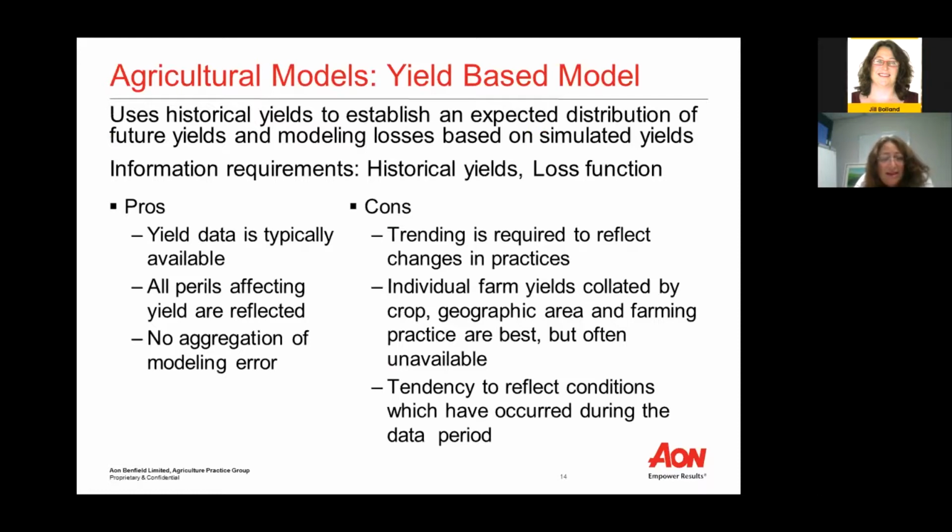Another good thing is that especially if you have multi-peril crop insurance, which a lot of countries do, the yield reflects all the perils that affected it during the year. You can't necessarily tease out whether a loss was hail or drought or flood. There are ways of doing that, but it is a multi-peril yield. And there's no aggregation of the modelling area. That basically means that as you go from a county level up to a province level, up to a country level, you're not getting more and more error because you've built it on the actual yields in the ground.